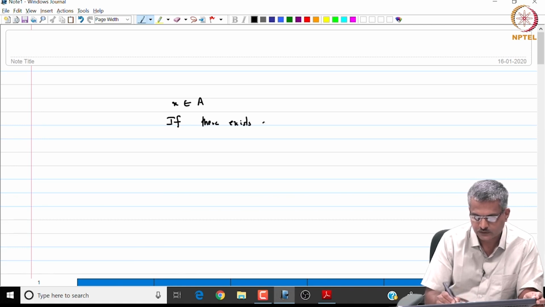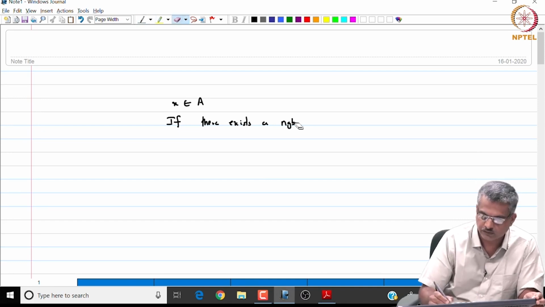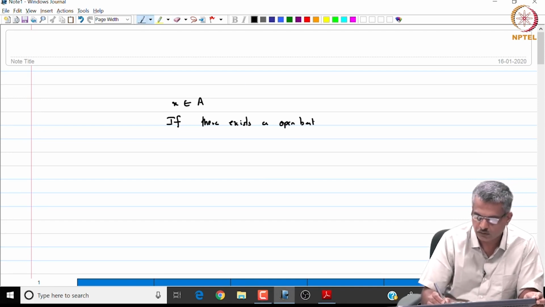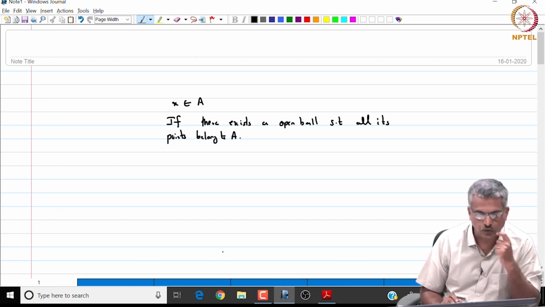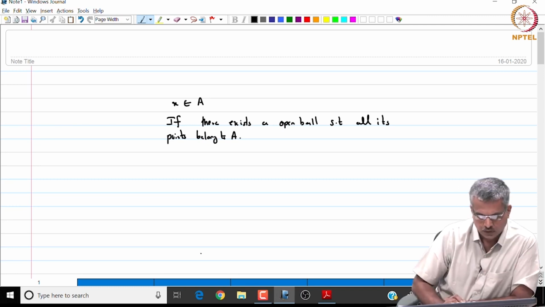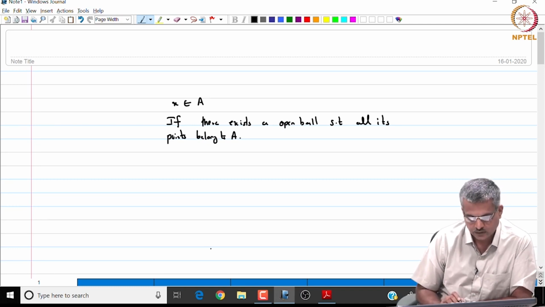So, if there exists an open ball, we did not define what is a neighborhood, but we defined an open ball, such that all its points belong to A. And then once you had the notion of interior point, a set is said to be open if it contains all its interior points. So, now we know the definition of open set.